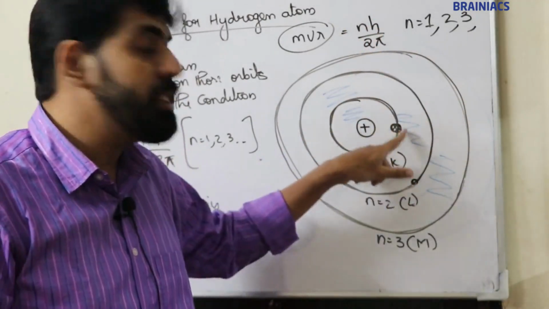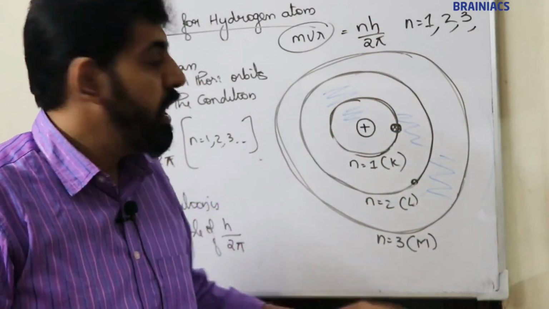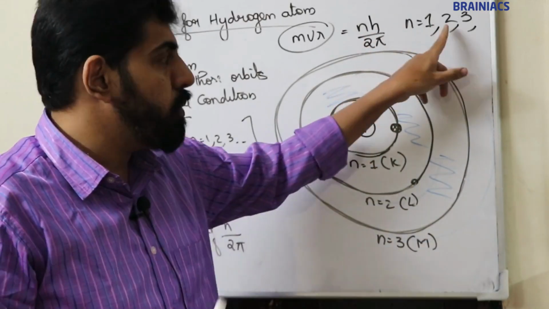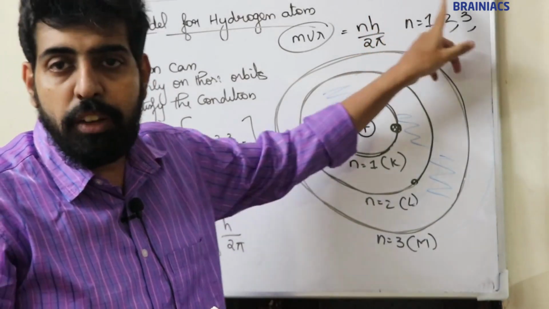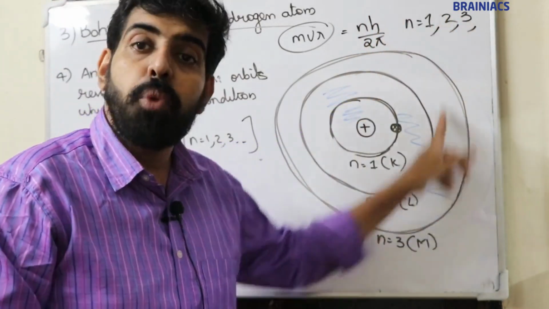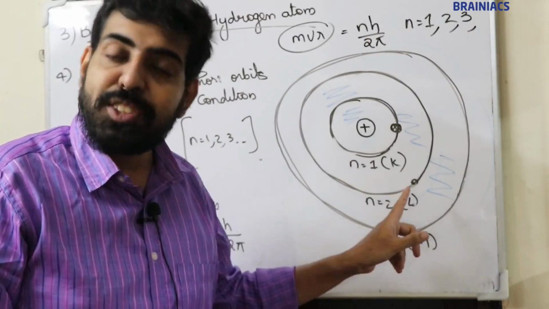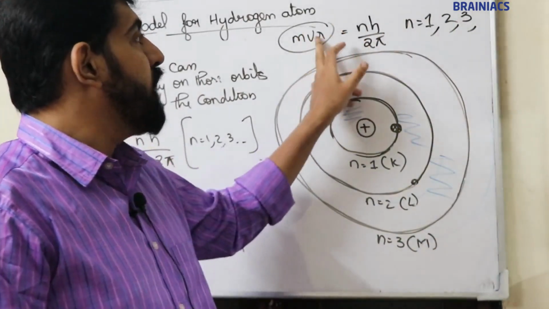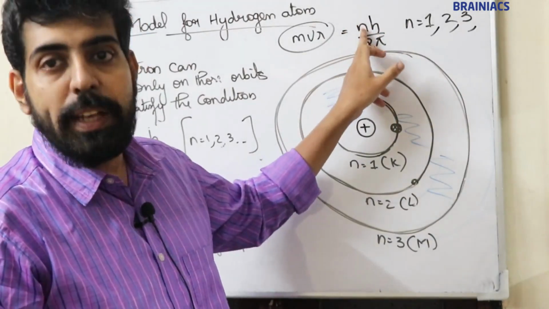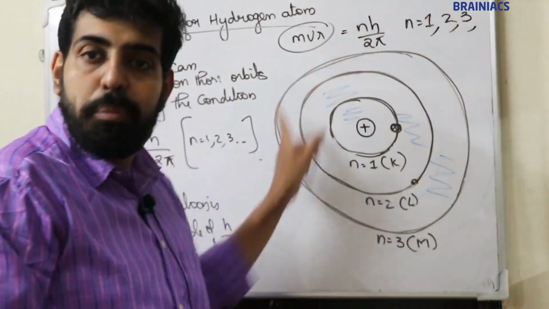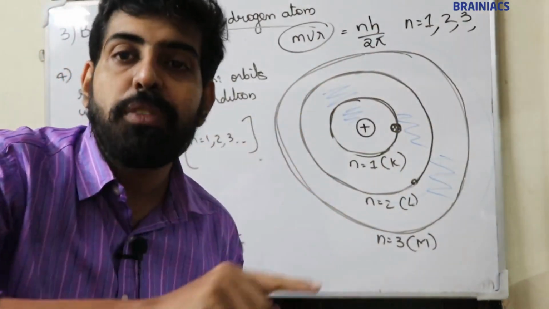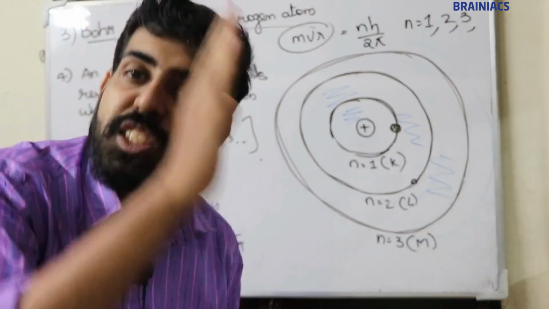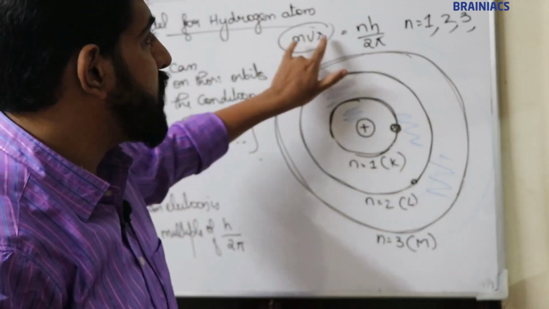Angular momentum is satisfied, that means the electron can move in this orbit. Here n value is equal to 2, so mvr is equal to nh by 2 pi, so the electron can move in this orbit. It's permitted. Now in this orbit n value is equal to 3, so mvr is equal to nh by 2 pi. That means here also the momentum due to rotation, that is angular momentum, will be equal to nh by 2 pi. So electrons are permitted only on these spaces which satisfy the condition mvr is equal to nh by 2 pi.